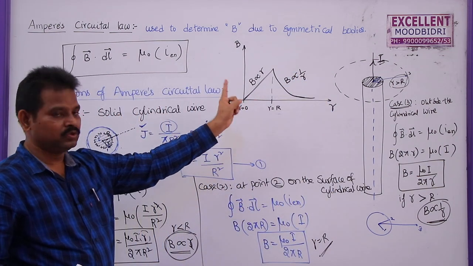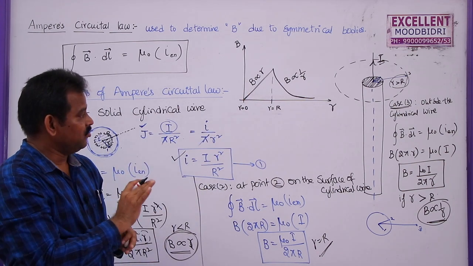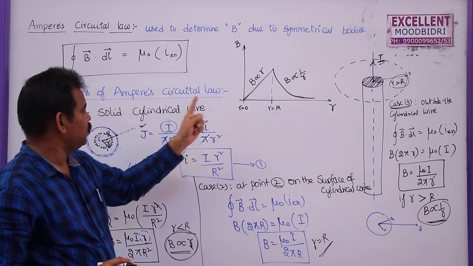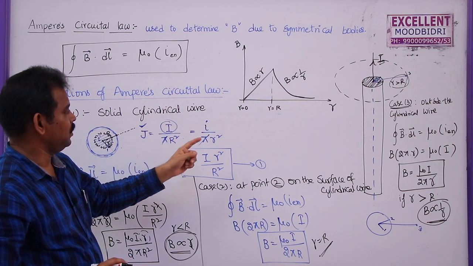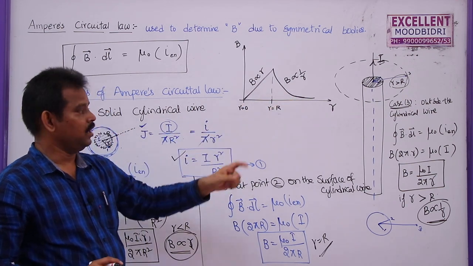Even this diagram has been asked many times in competitive exams. The relation between the magnetic field due to a solid cylindrical wire from the center, as you move away, will be like this.